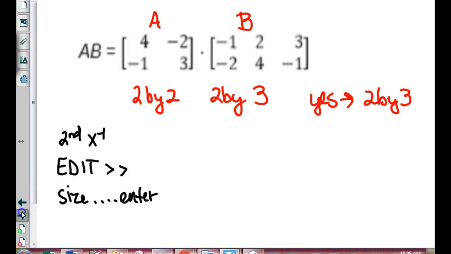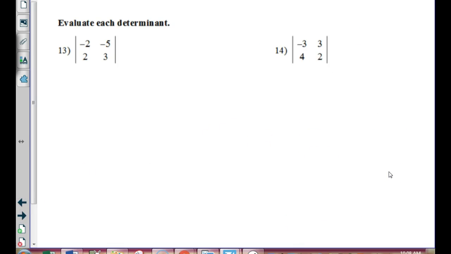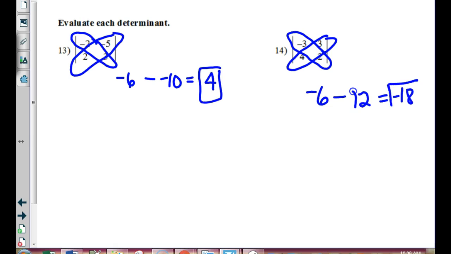Okay. Last thing I'm going to talk about really quick is a determinant of a 2x2. This is a weird concept that we're not going to spend a lot of time on because the calculator does it for us. But it's real easy when you have a 2x2. You multiply this diagonal. How weird is that? So you get -6, and then it's minus this diagonal, which was what? -10. So we'd end up with, is that 4? And what would you get for this one? -6 minus 12, which would be -18.